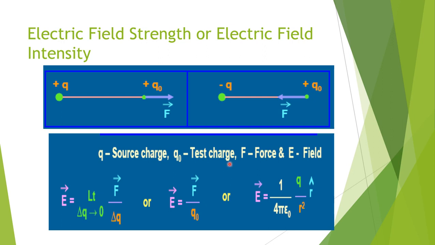But the only difference is here in the equation. Here E is equal to just one Q. The other Q is the unit test charge. So Q by R square, only the source charge will be there.